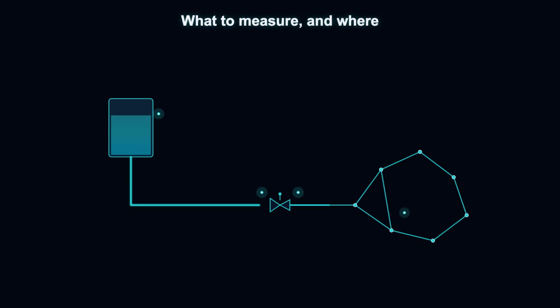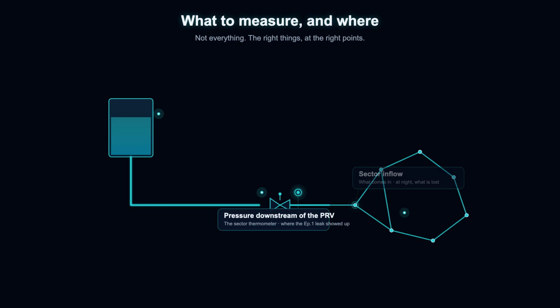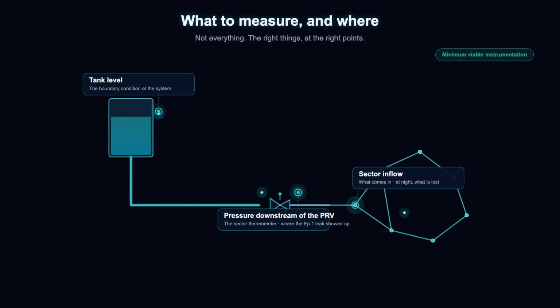If the base is the model, the pulse is the data. But it is not about measuring everything, everywhere. It is about measuring the right things at the right points. In our network, there are 3 measurements that do most of the work. First, pressure downstream of the PRV. That is the point where episode 1 detected the leak. It is the thermometer of the sector.